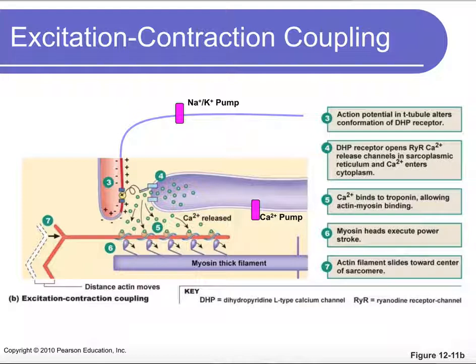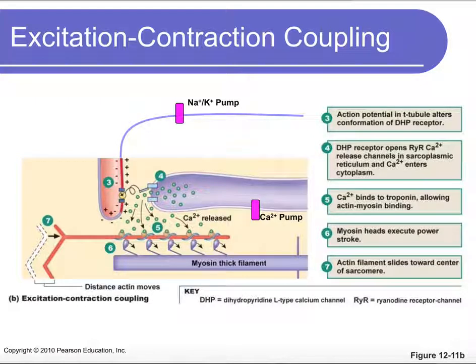We already talked about that. Calcium will bind to troponin. Troponin will change shape, moving tropomyosin out of the way, and now our myosin head will form a crossbridge with our G-actin molecule, and then we'll have our power stroke, and that is our contraction. So this is how we went from exciting our muscle to getting our contraction.